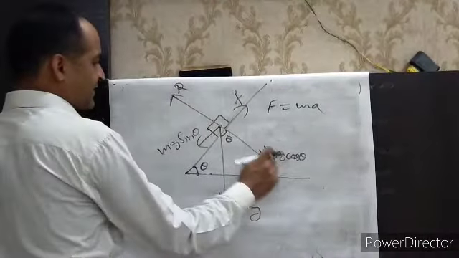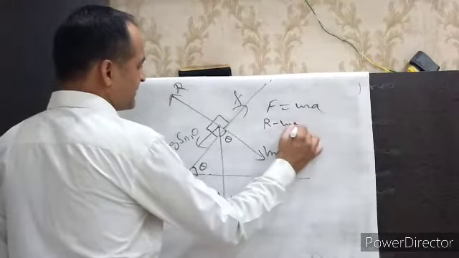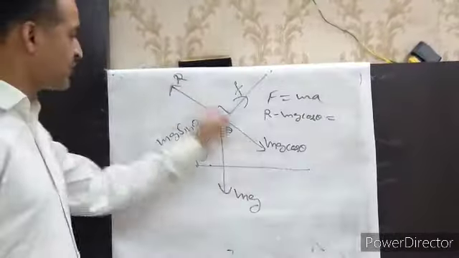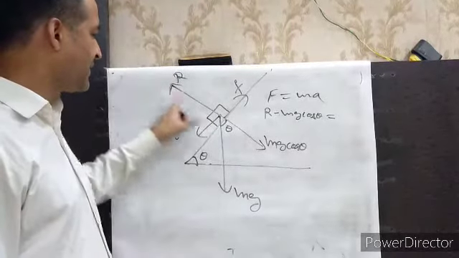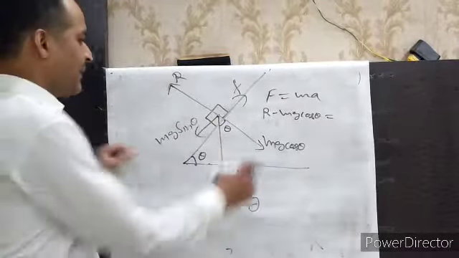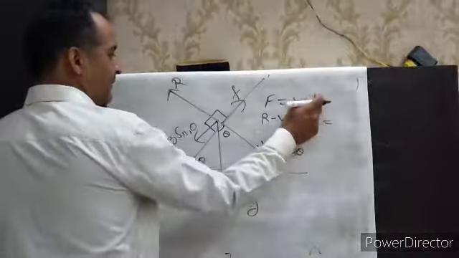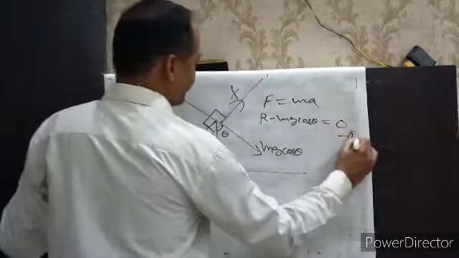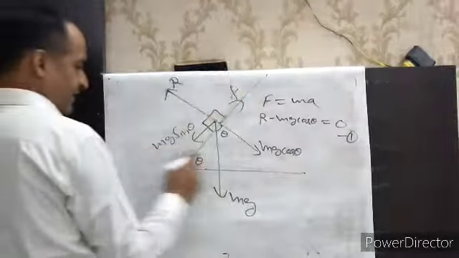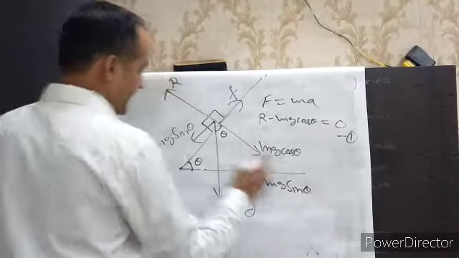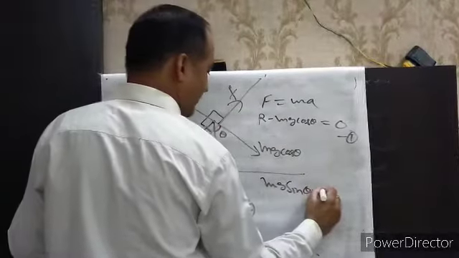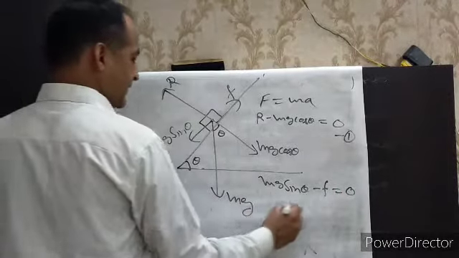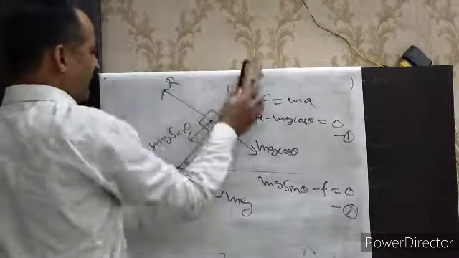In this direction, R minus mg cos theta is equal to F, the total force acting in this direction. R in one direction is positive, then in the opposite direction negative. R minus mg cos theta is equal to ma. But there is no acceleration, it is not moving, so it is 0. This is equation 1. Now in this direction, mg sin theta is positive, and in the opposite direction friction force F is negative. Since it is not moving in this direction, it is 0. This is equation 2.